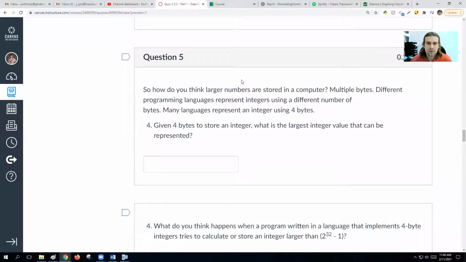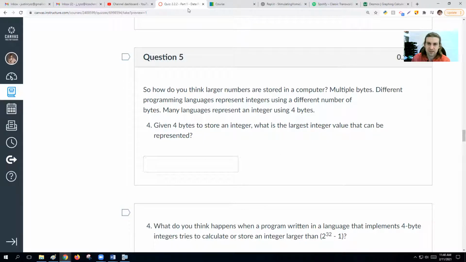So how do you think larger numbers could be stored in a computer, aka multiple bytes, with different programming languages? Many languages represent an integer using 4 bytes. So given 4 bytes to store an integer, what's the largest integer value that can be stored? We have 4 bytes here, 8 bits each, so we get 32 bits. So can we think of the largest number possible?